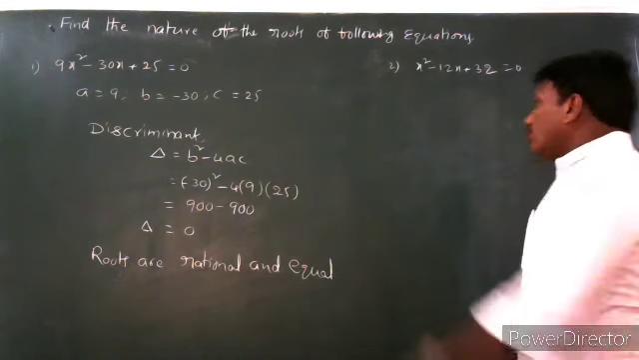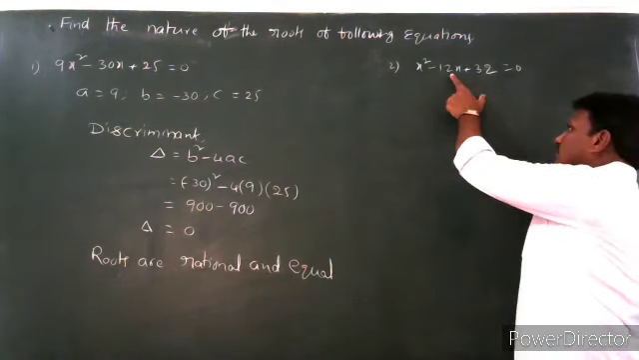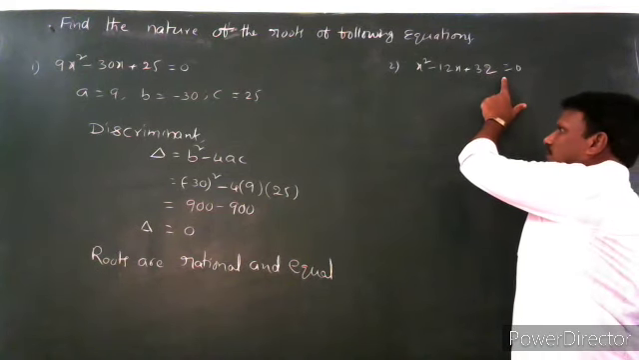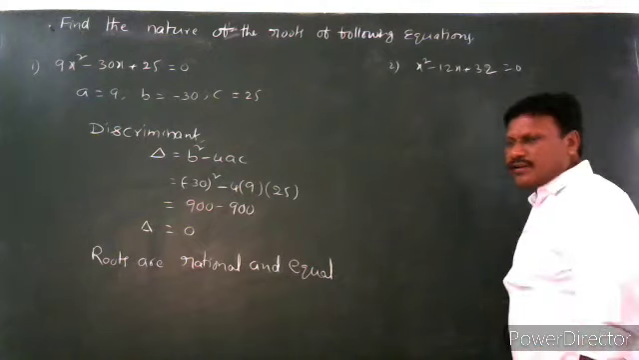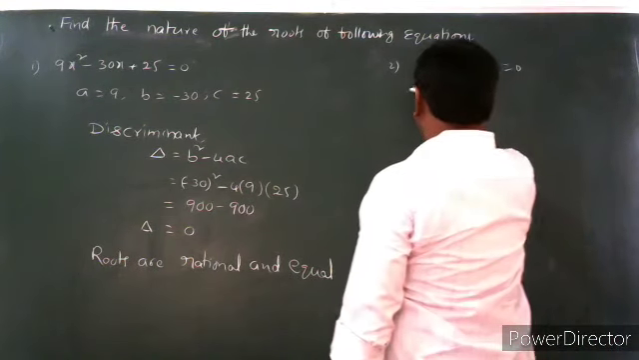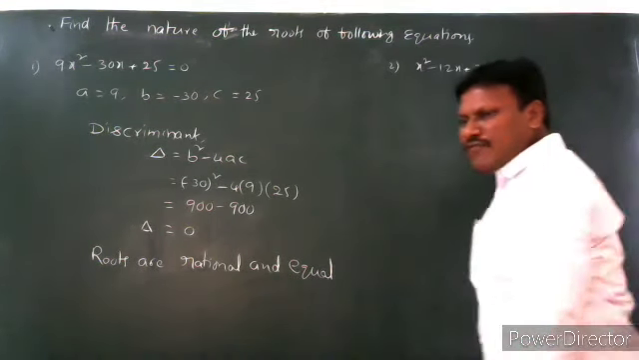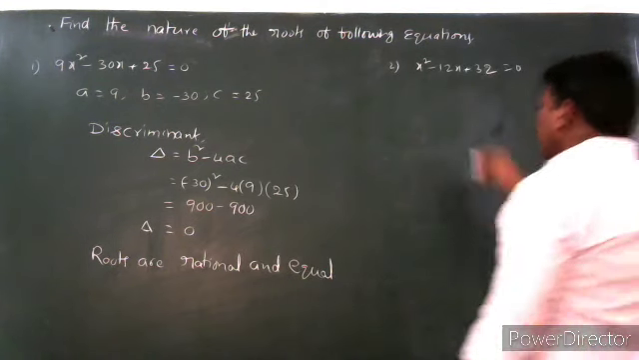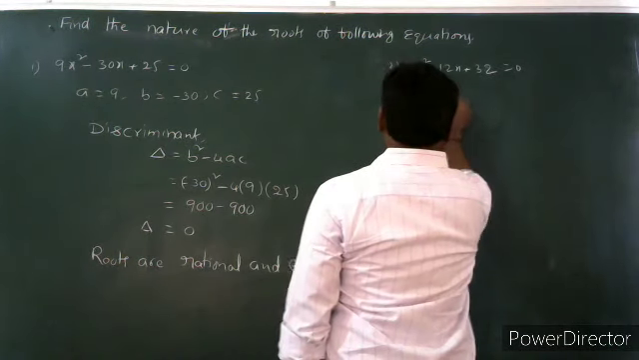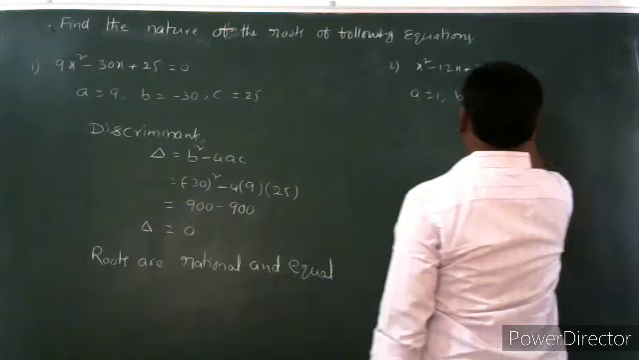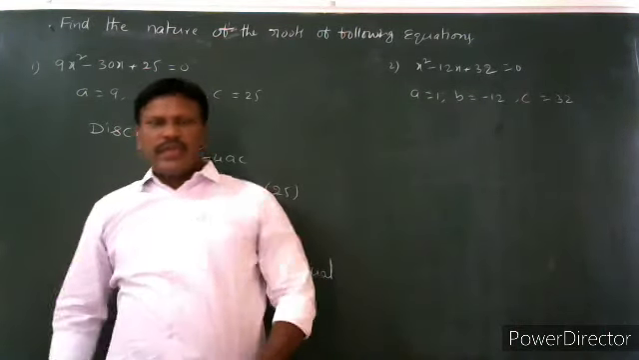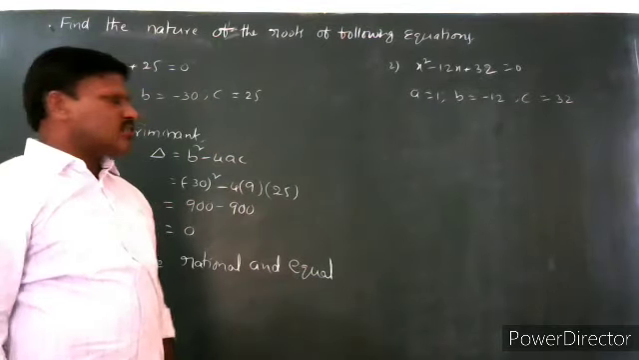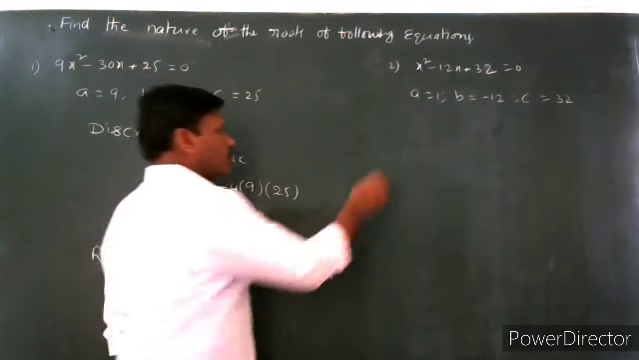Second problem: x square minus 12x plus 32 is equal to 0. What is the nature of the roots of this quadratic equation? This is also in the ax square plus bx plus c is equal to 0 form. Here a is equal to 1, b is equal to minus 12, c is equal to 32.